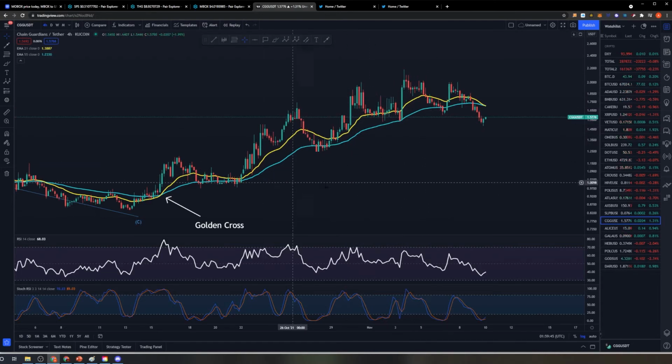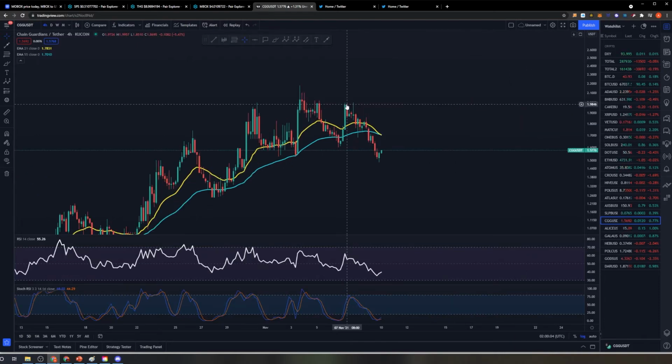Now, with any crypto, not just Chain Guardians, at a certain point, it will lose steam and break structure. So what do I mean? Look at the price movements and how it broke the structure in a very strong manner. So this was where you know that there's a very strong sell-off right here.